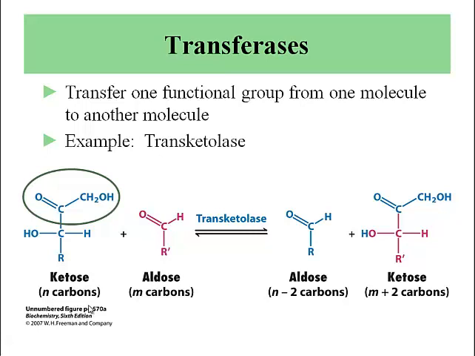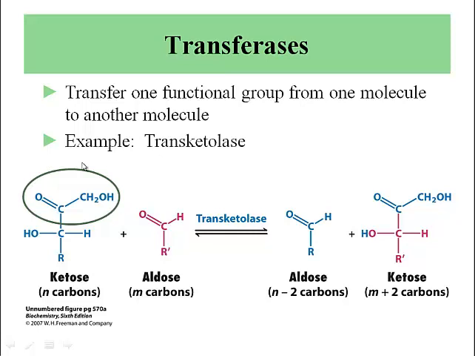Hopefully you're remembering your sugar molecules. Our sugar molecules can either have a ketone core structure or the aldehyde core structure. If they have the aldehyde core structure, they're called an aldose. If they have the ketone core structure, they're called a ketose. So in this case, it's taking two sugar molecules and converting the aldose into a ketose, and converting the ketose into an aldose.